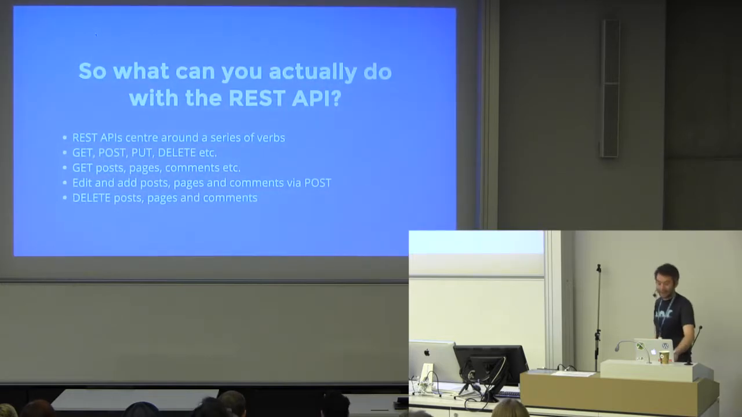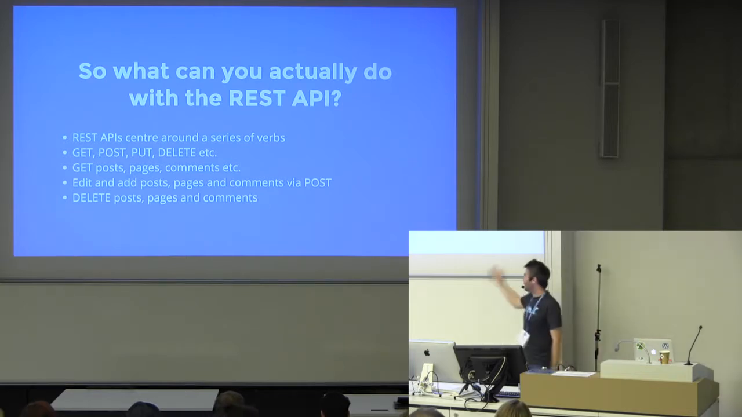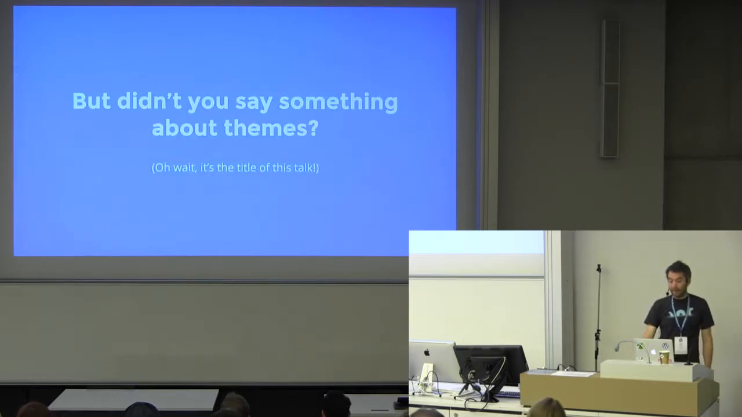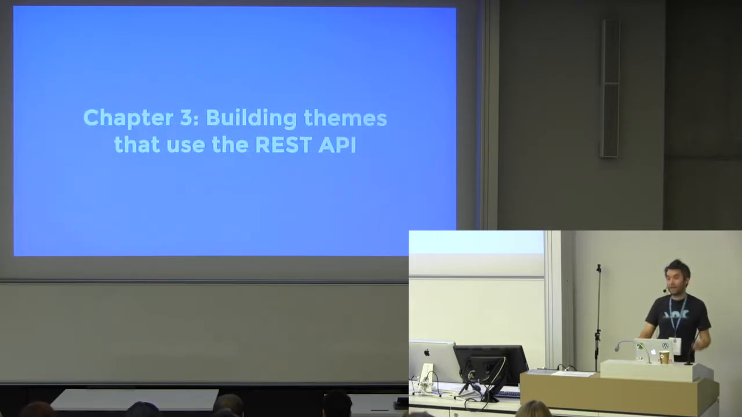And finally, we have DELETE, where you can delete posts, pages, and comments. So that's the basics of the REST API. Didn't I say something about themes? Oh, wait, it's the title of this talk. So let's get on to the idea of actually building themes that use the REST API, and how am I doing for time? Not bad. OK, I've got my 10 minutes. Cool.